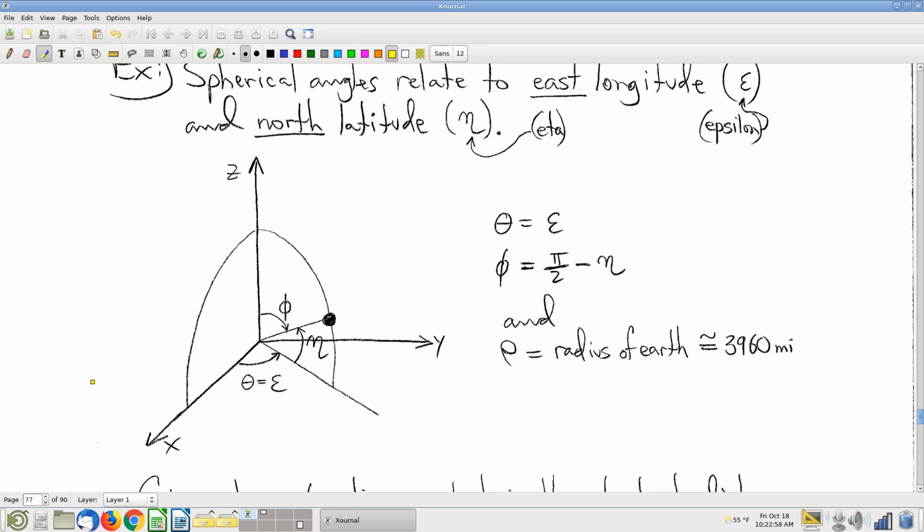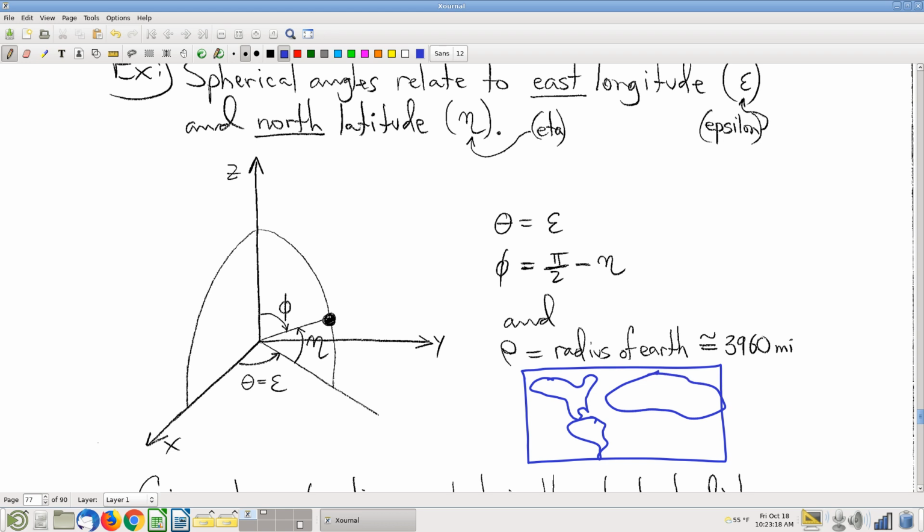I'm going to show you an example of an application, a seemingly hard problem. Let's look at a map of the world. Oh gosh, let's see if I can do this. North America, South America, Eurasia, Africa, Australia. I've done worse. So there's a map of the world. And let's ask the seemingly direct question: how far is it from New York to Moscow?